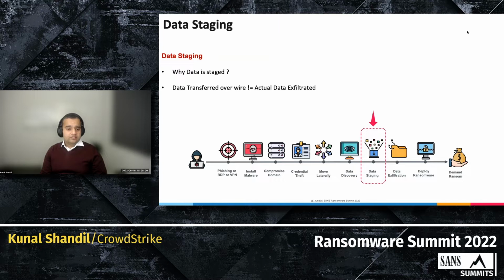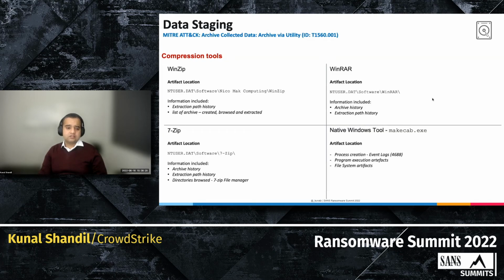So data staging analysis can help us to identify what the contents of the exfiltrated files are and what their worth is to an organization. During this task, the threat actor can use multiple different third-party compression software or Windows native compression tools, which can help them to stage the data and exfiltrate it. So let's discuss the different compression tools which threat actors use in such incidents.